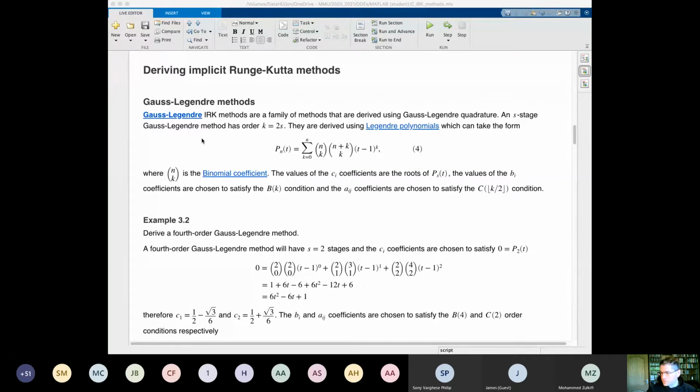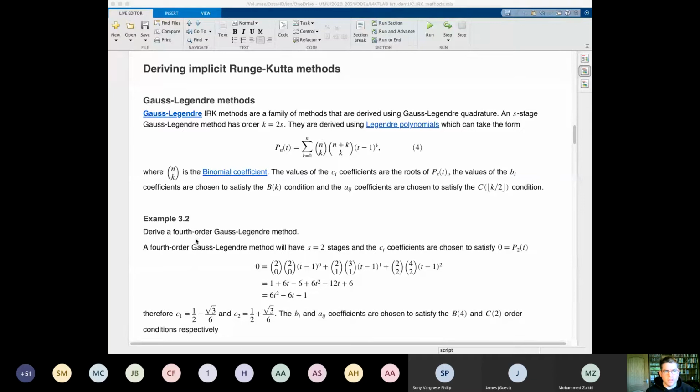And what we do for Gauss-Legendre methods is the C coefficients are the roots of P_s(t). So s is the number of stages you have. Now the B values are chosen to satisfy the B(k) condition, and our A values are chosen to satisfy the C(floor(k/2)) condition. So if we have a look at an example.